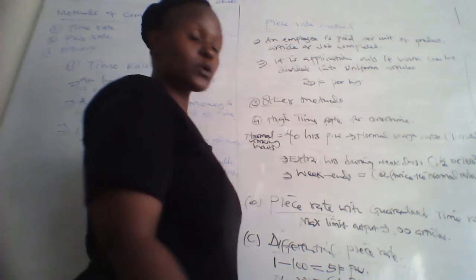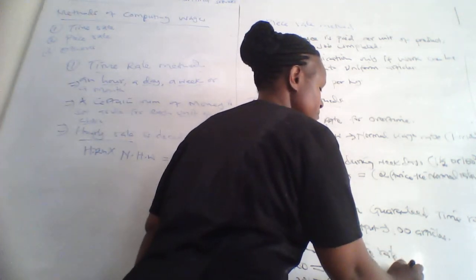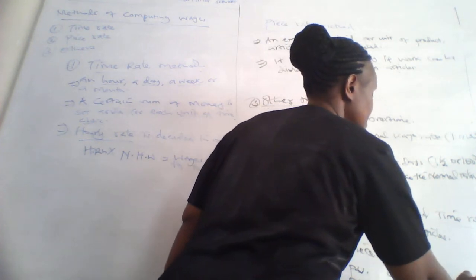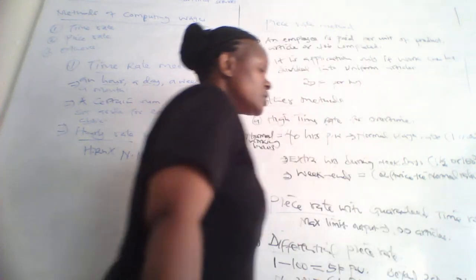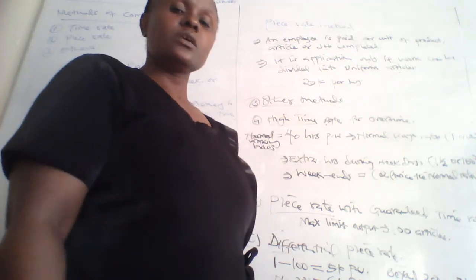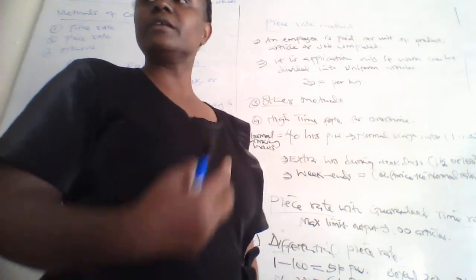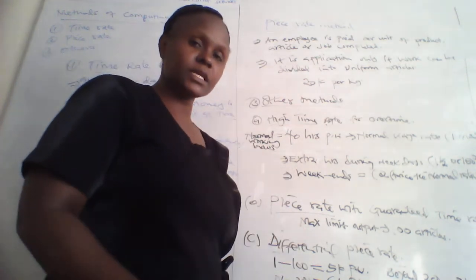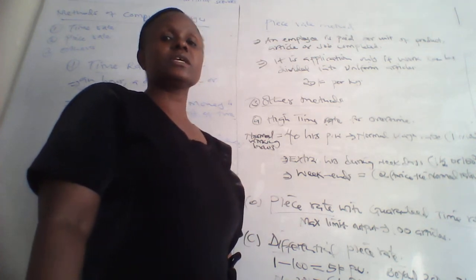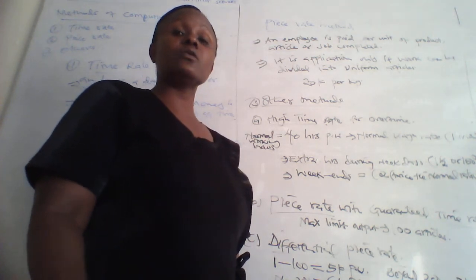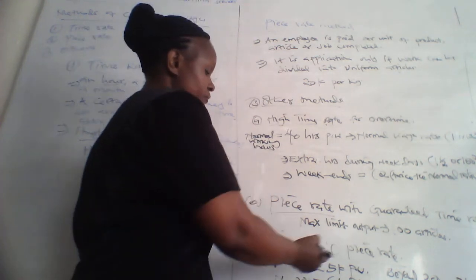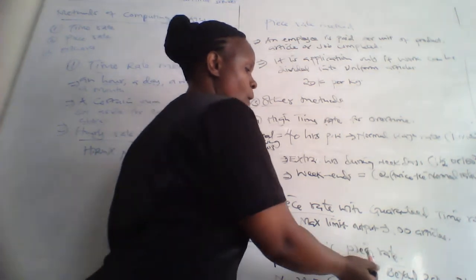And those who can produce beyond 250, you pay them 8 shillings per unit. So it will depend on the number of articles which you produce. If you produce more, you receive a higher rate. You receive a higher piece rate. If you produce less, you receive a lower piece rate. So it will depend on how many pieces you have produced. That's why we call it differential piece rate.